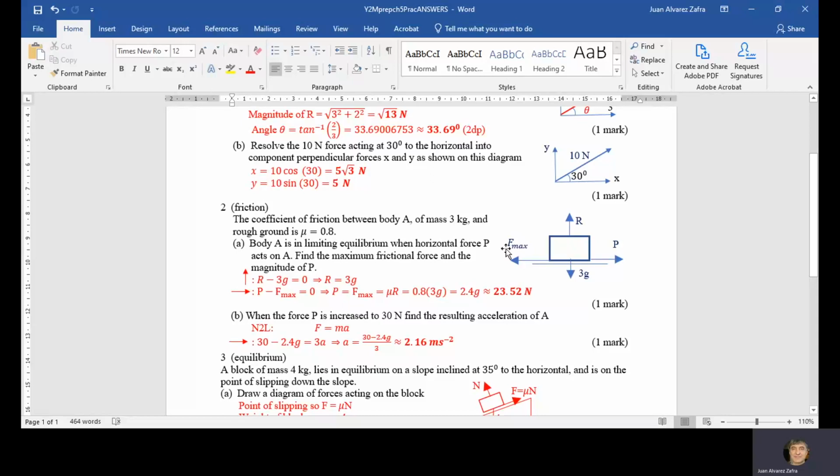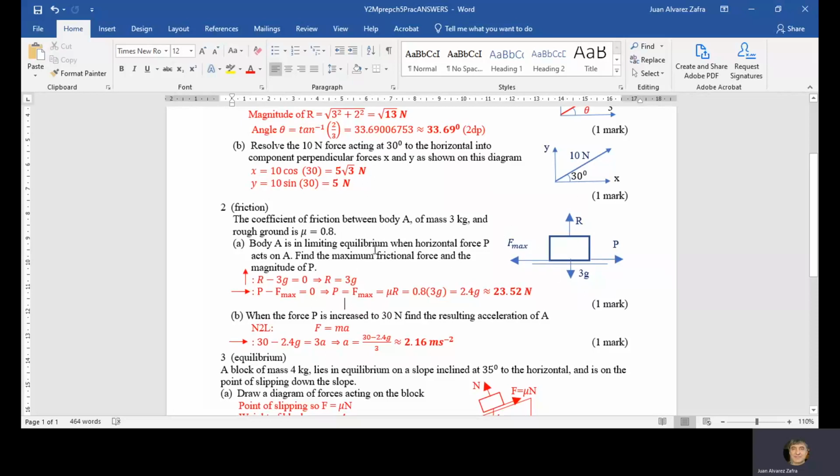So your frictional force is not just a frictional force, it's the maximum frictional force, because we're at the point of moving. So if you imagine P increasing, it increases to a point where your object is not moving, but the frictional force which opposes it is having to be at its maximum. And that is what limiting equilibrium is in this case. Find the maximum frictional force and the magnitude of P. Okay, so what is this pulling force and what is the maximum frictional force?